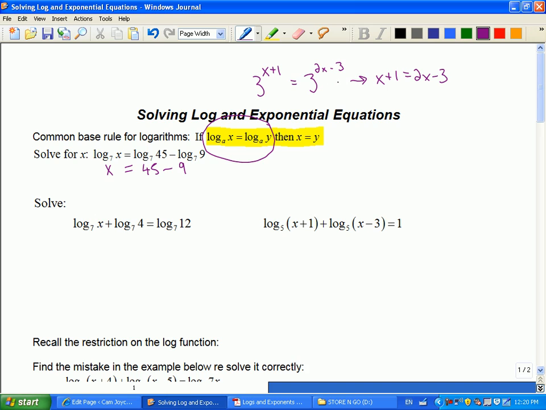Same way that up here, you can't do it if all of a sudden you had a times 3 to the x. You'd have to add those exponents together. You couldn't just drop them at that point. Okay? So here's how we combine them. This would be log base 7 of x is log base 7 of 45 over 9. So now I'm in the situation where I have the same base and there's nothing else but those logs. So I know that in order for that to be true, x must be equal to 45 over 9, which of course is 5.